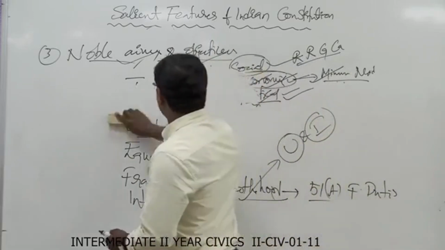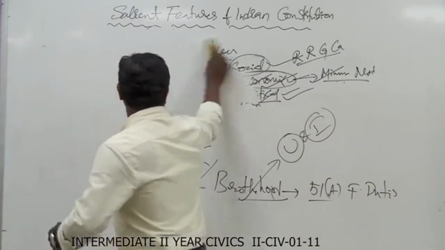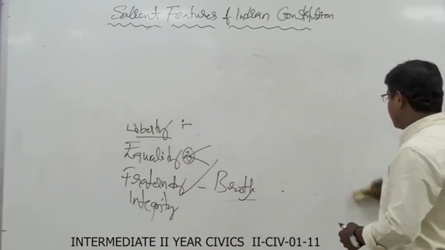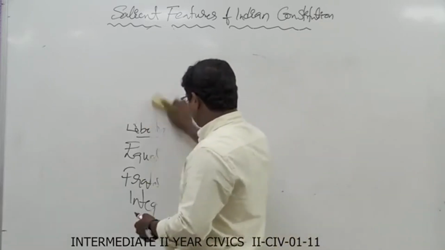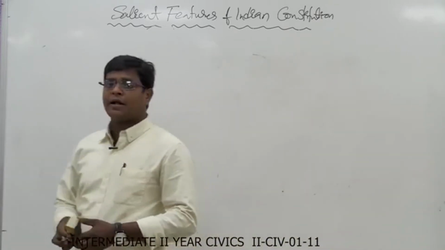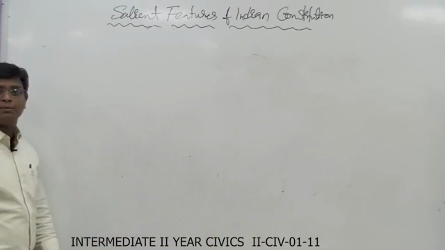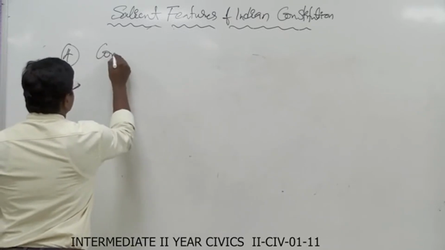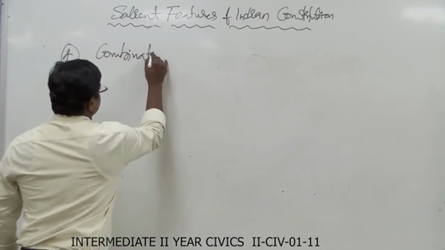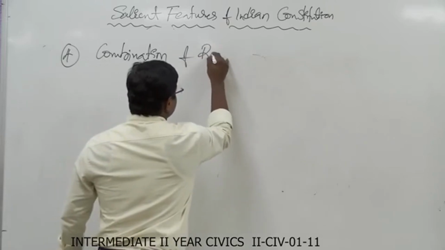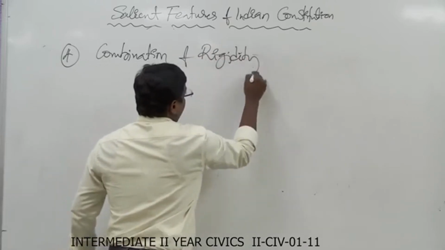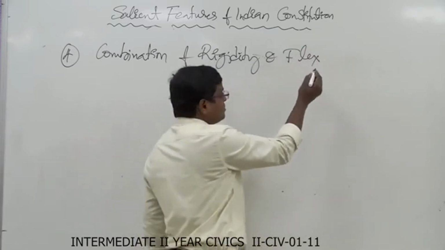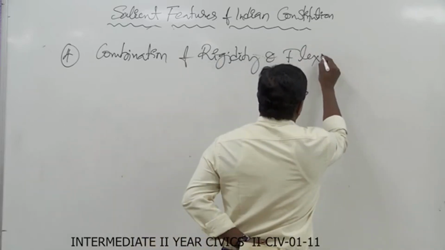Then the next one is the combination of rigidity and flexibility. You know very well, the constitution is also classified in the manner of amendment procedure. The fourth salient feature is the combination of rigidity and flexibility. What is meant by rigidity and what is meant by flexibility? We studied this in the first year.